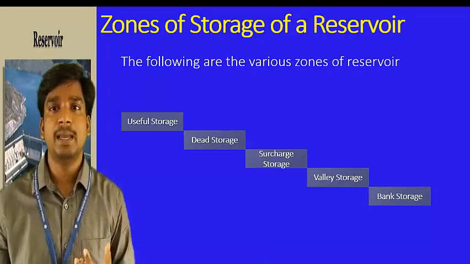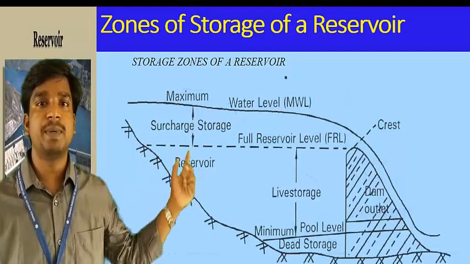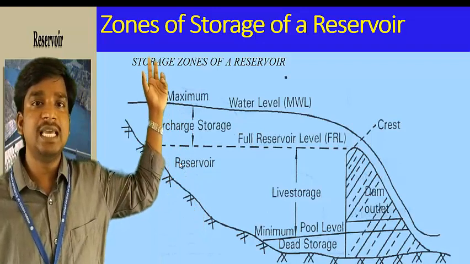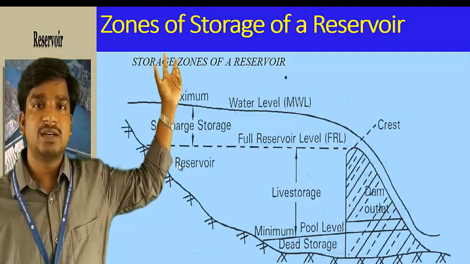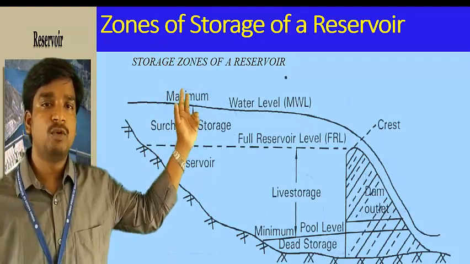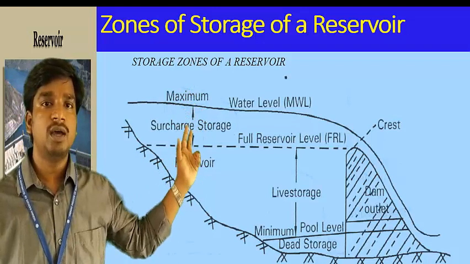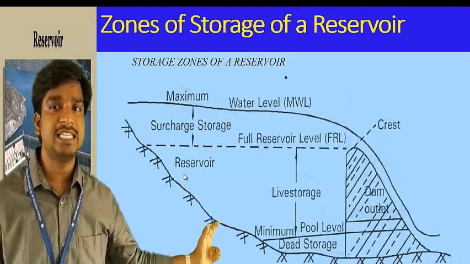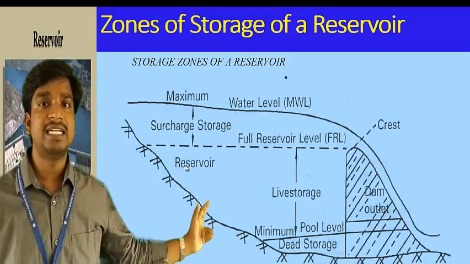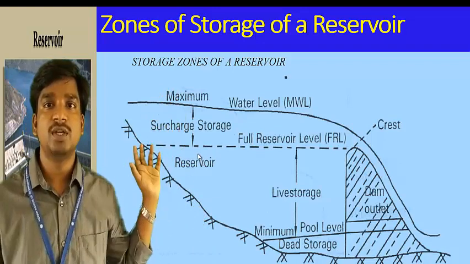Now let us have a picture of storage. Here you can observe the picture of different zones of a reservoir. You can see the maximum reservoir level or maximum water level, and the next one, full reservoir level. Below that you can see the useful or live storage, and below that the minimum pool level, and the next one, dead storage. So these are the different zones of storage.